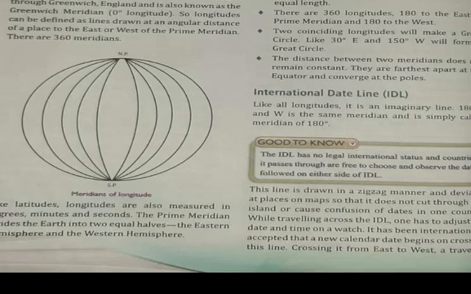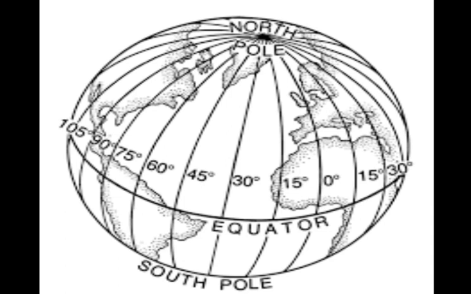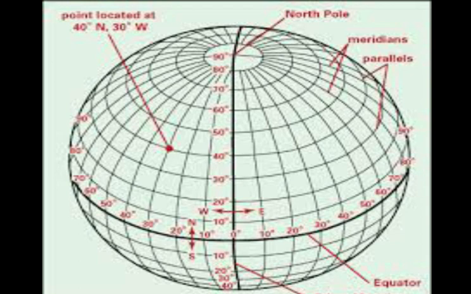Longitudes are imaginary semicircular lines that run from the North Pole to the South Pole on the surface of the globe. These lines cut latitudes at right angles. They are also called meridians. One of these meridians is designated as the starting point and is called the prime meridian. It runs through Greenwich, England, and is also known as the Greenwich meridian or 0-degree longitude.